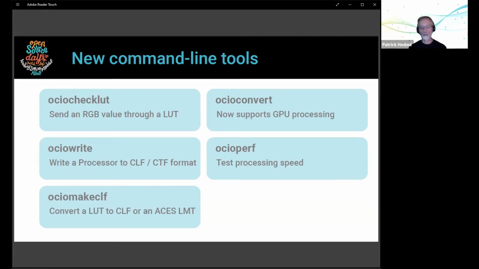OCIO Convert, which is a tool from V1 that is used to process images through OCIO, now is able to process using GPU. And finally, OCIO Perf, a new command line tool for V2, allows one to benchmark processing speed on a given system and through a given color space conversion. I heavily use that last tool to check all the performance improvements we did.